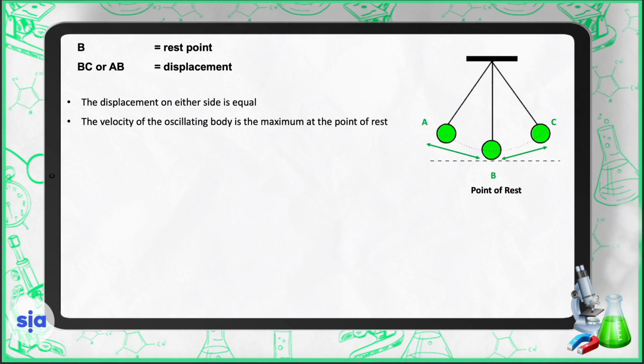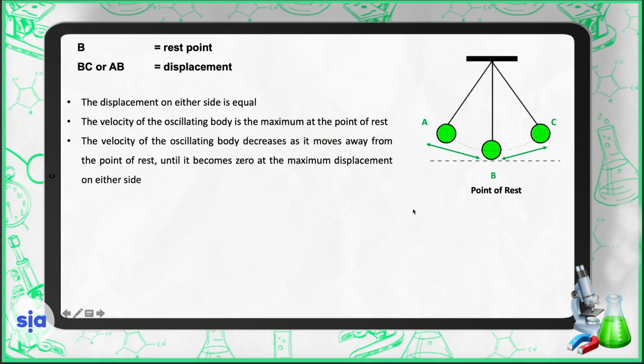The velocity of the oscillating body is the maximum at the point of rest. So at which point is the velocity maximum? At the point B. The velocity of the oscillating body decreases as it moves away from the point of rest until it becomes zero at the maximum displacement on either side.